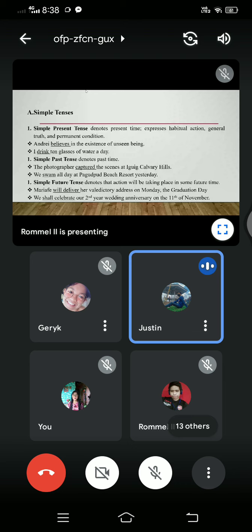A. Simple tenses. Simple present tense denotes present time, expresses habitual action, general truth, and permanent condition. For example: Andre believes in the existence of unseen beings. The underlined word, believes, is our simple present tense, which denotes the present time or expresses habitual action.